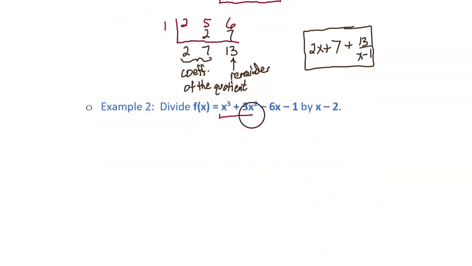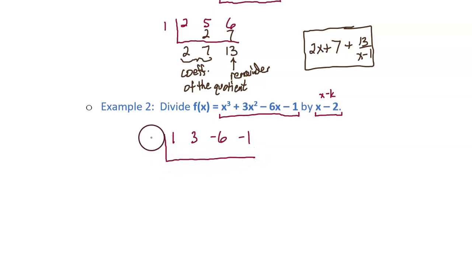We're going to divide this 4-term polynomial by this divisor. Because this divisor fits the x minus k format, we're allowed to use synthetic division. So you write down the coefficients of the polynomial: 1 from the x cubed, 3 from the x squared, negative 6 from the x, and then negative 1. Now make that synthetic division bracket. What's the number you're going to divide in? It's the value of k. It's the 2, the number after this minus sign.